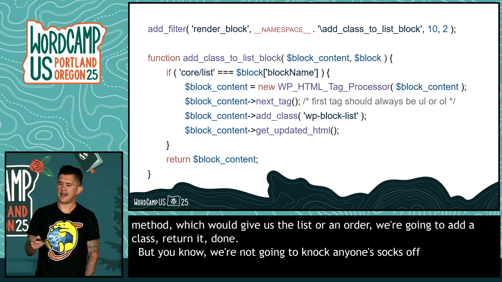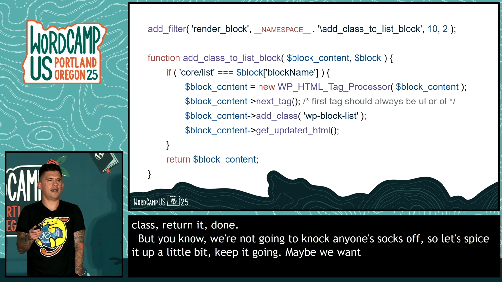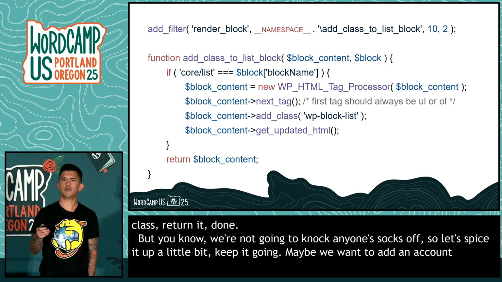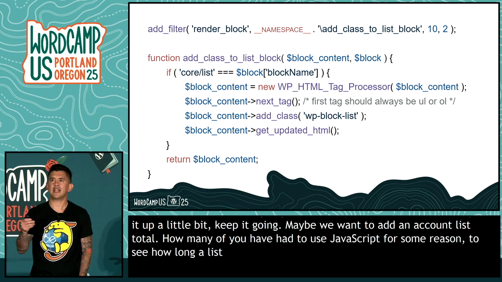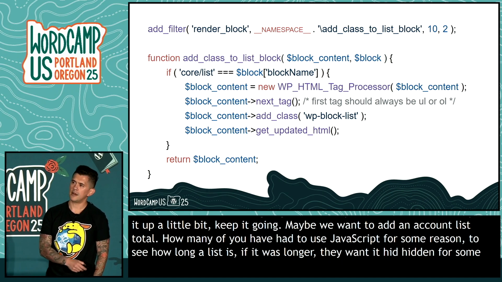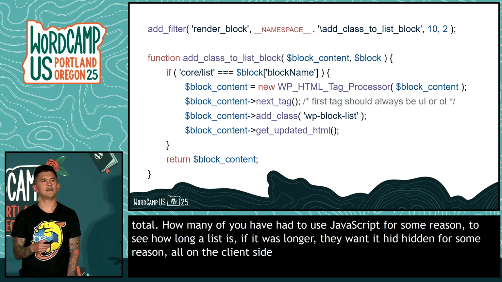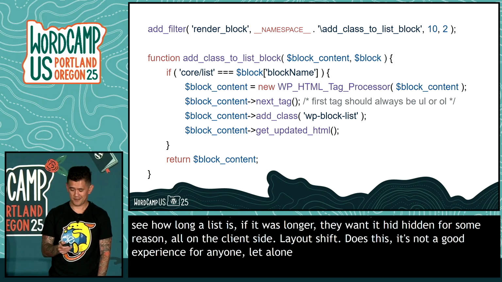Maybe we want to add a class and a count of the list total, which again, clients are going to client. How many of you have had to use JavaScript for some reason to see how long a list is? If it was longer, they want it hidden for some reason, or do all this. Now you're doing it all on the client side. There's layout shift. It's not a good experience for anyone, let alone you, and you're the one that has to do it.